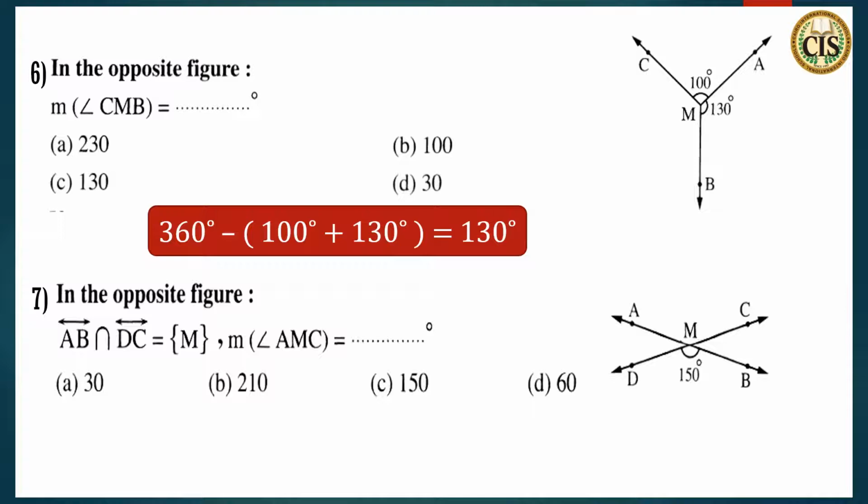Number 8, in the opposite figure, the straight line AB intersects with the straight line DC at M. Measure angle AMC. Here I have the intersection of two straight lines, so the two vertically opposite angles are equal in measure. So measure angle AMC equals measure angle DMB, which equals 150 degrees.